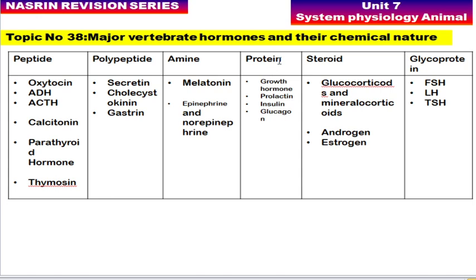Next, the protein class of hormones includes growth hormone, prolactin, insulin, and glucagon. Next, the steroid class of hormones includes glucocorticoids, mineralocorticoids, androgens, and estrogens. Okay, progesterone and testosterone all come under steroids. And the glycoprotein hormones include FSH, LH, and TSH.